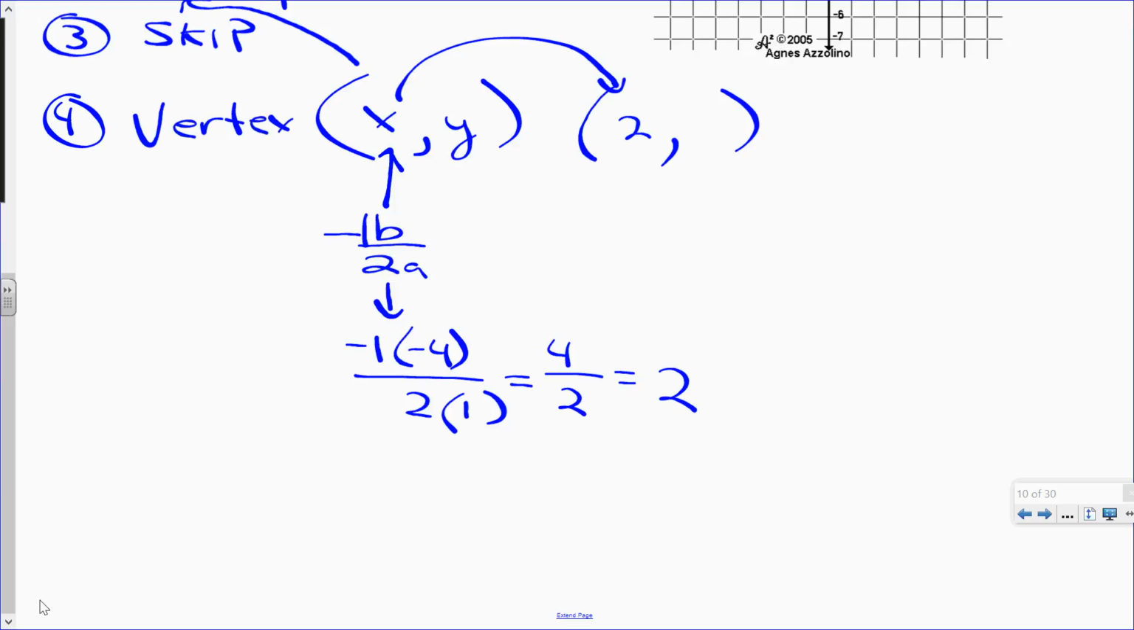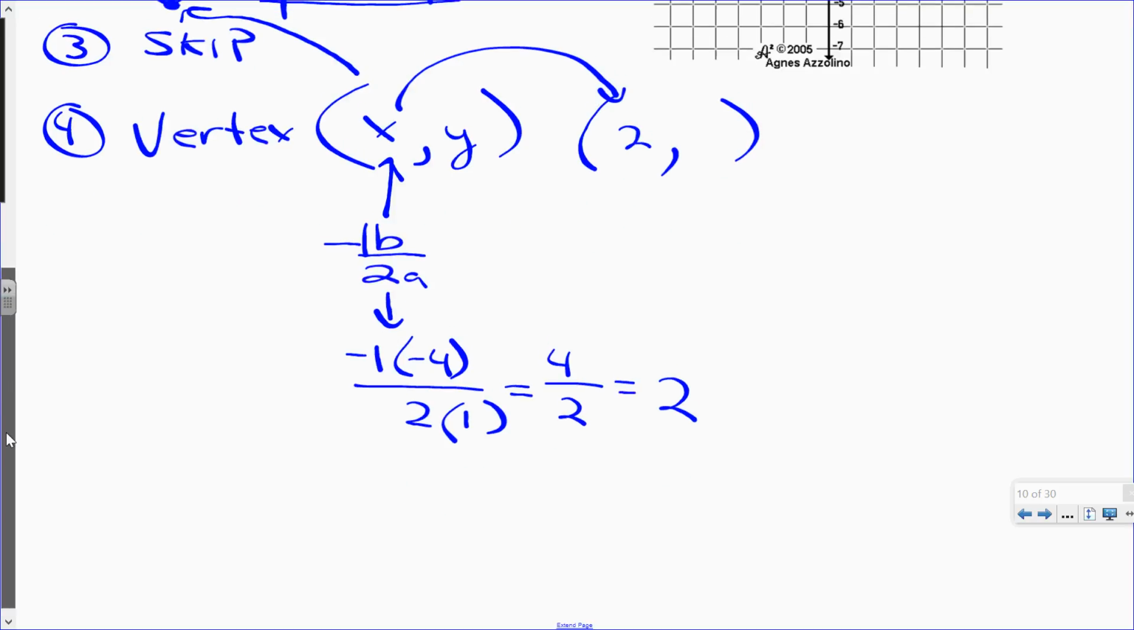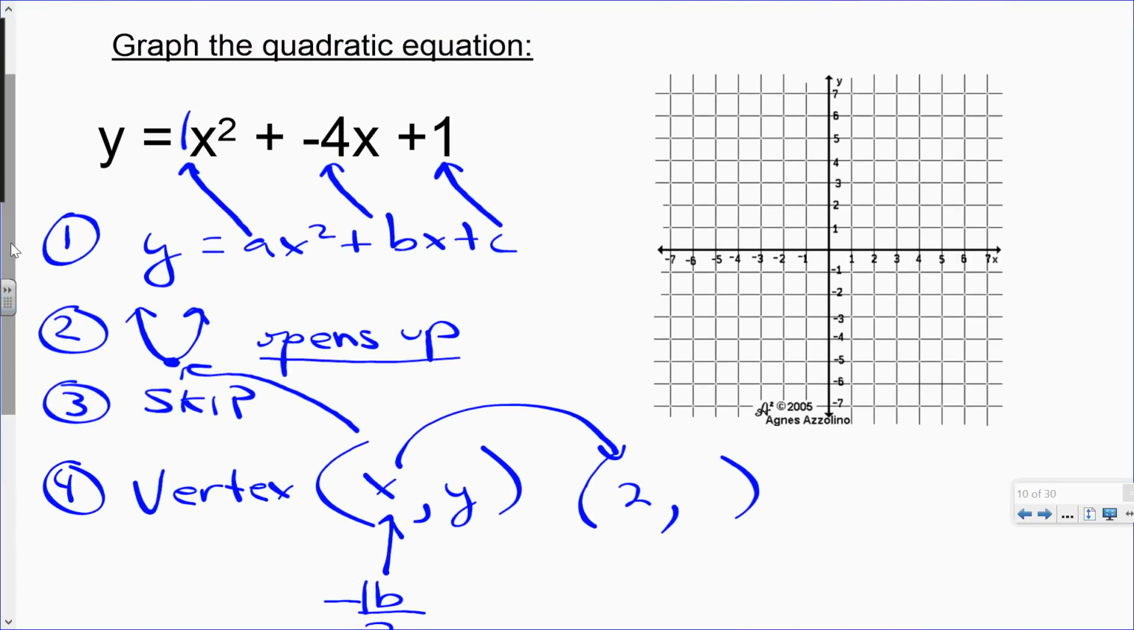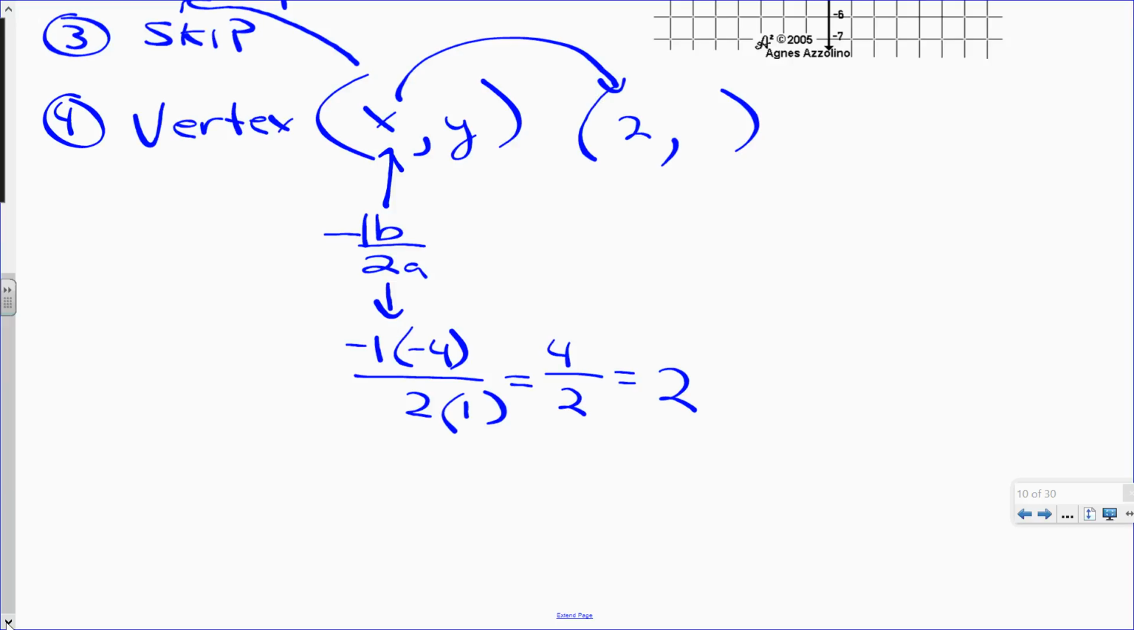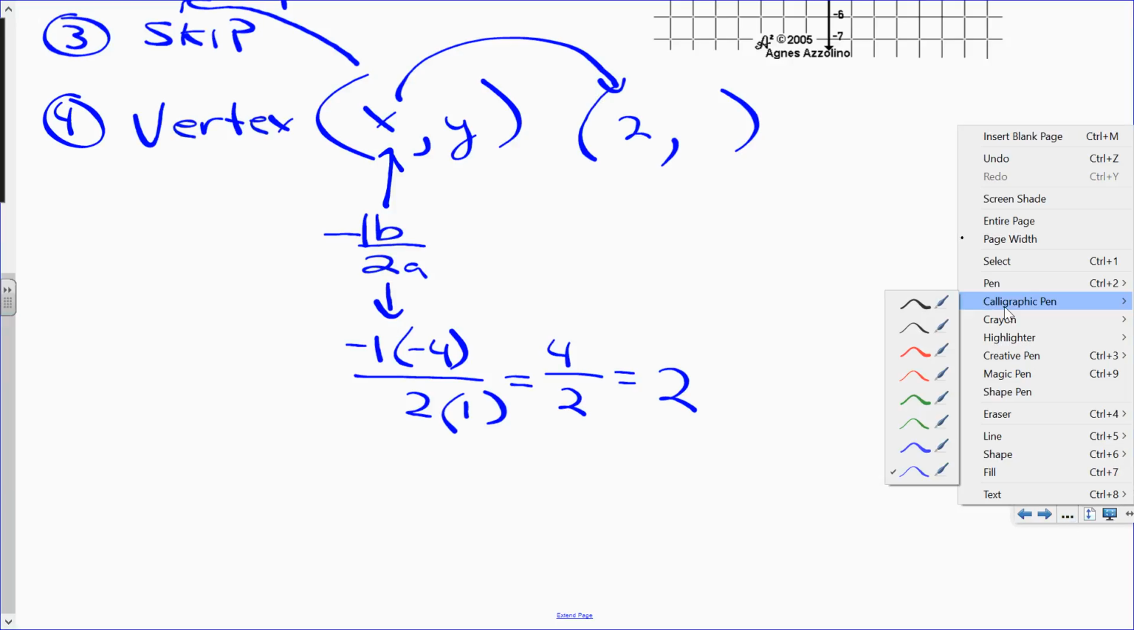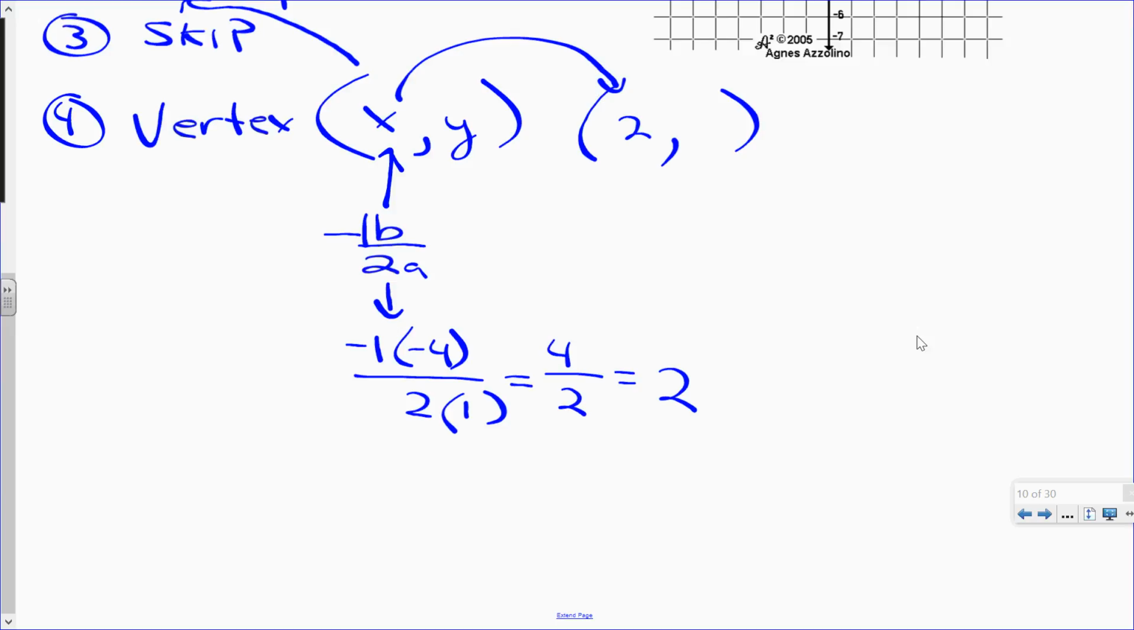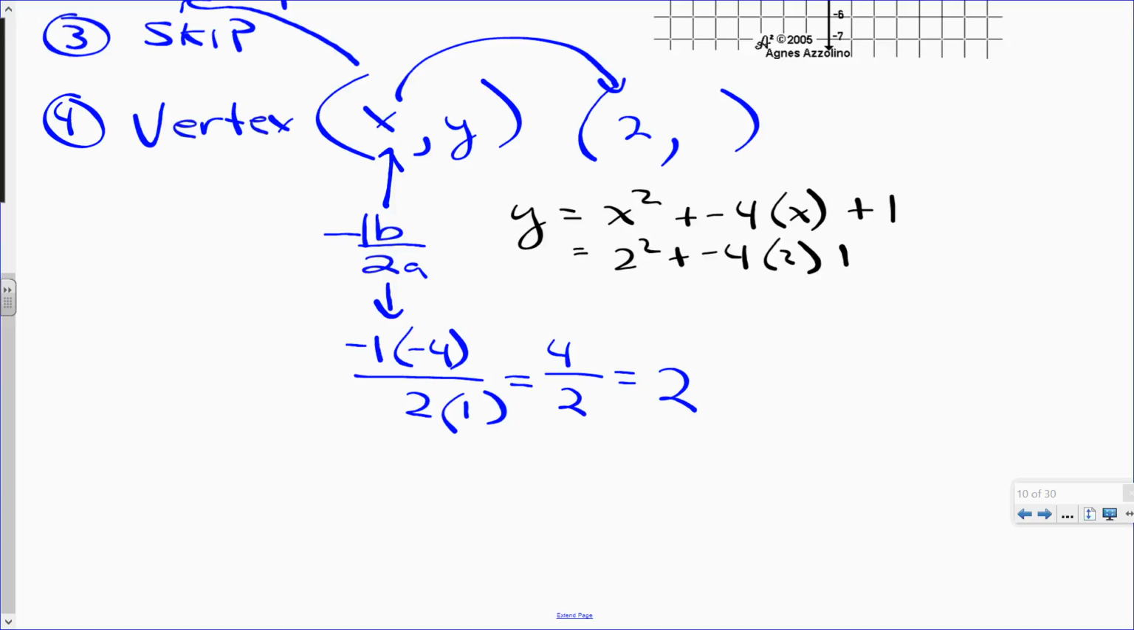Sure, go ahead. Right. But we don't have to put the 1 because 1 times a number is itself. So it's plus negative 4 times 2 plus 1. And that'll tell us what y is. Let's do it. So let me rewrite the original equation. Y equals x squared plus negative 4x plus 1. Was it plus 1, the original equation? Okay, so wherever I see x, I'm replacing it with 2 now. 2 squared plus negative 4 times 2 plus 1.